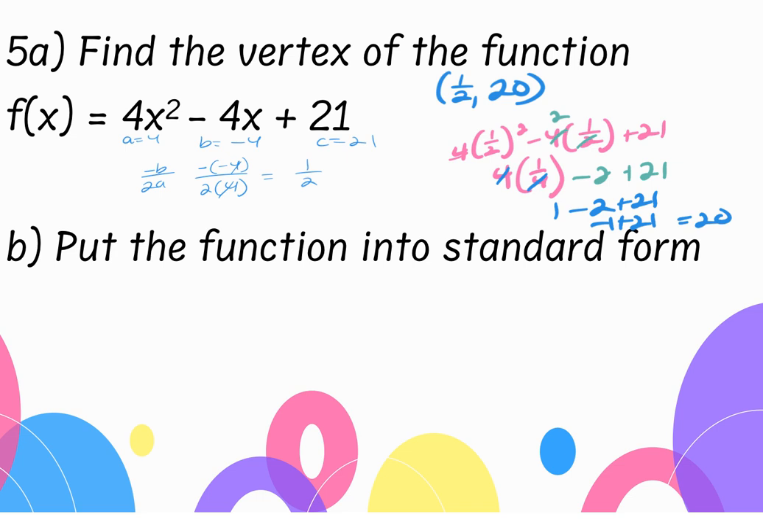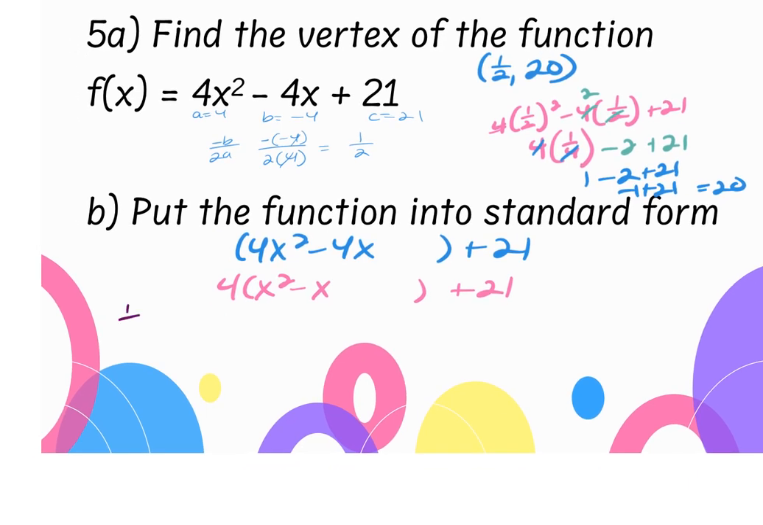B says put it into standard form. So the first thing I'm going to do is group together the 4x squared, the 4x and bump the 21 to the outside. Now I'm going to factor out the 4. It comes off of both terms. Now my b is that -1. I take that b, I'm going to ignore the sign because I'm going to square it, so I'm going to ignore it for now. I would do b divided by 2 squared. So 1 divided by 2 squared, or 1/4.